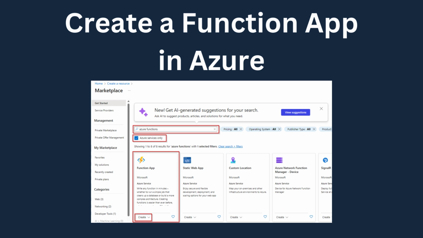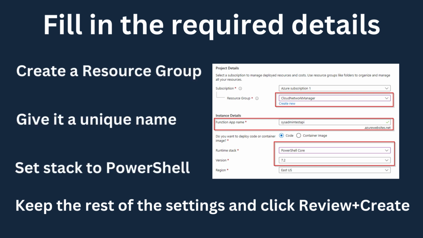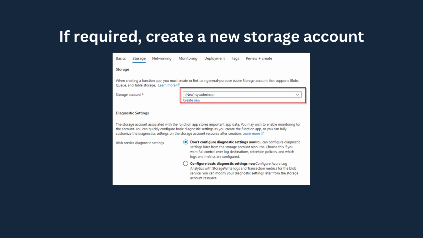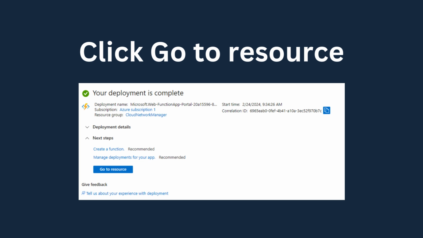First up, log into Azure and create a new function app. Quick tip, use the Azure Services filter to find it faster. Next, you'll either add your function app to an existing resource group or create a new one for it. Give your app a unique name, which will be part of your API URL. Choose PowerShell Core as your runtime stack. If you don't have a storage account yet, go ahead and create that too. Click Review and create and wait for it to deploy. Once the deployment is done, click Go to Resource to open the function app settings.